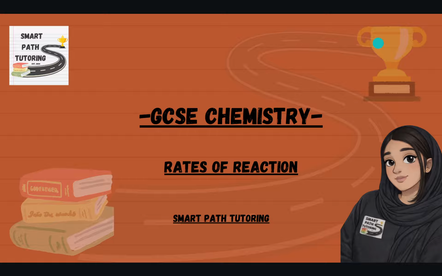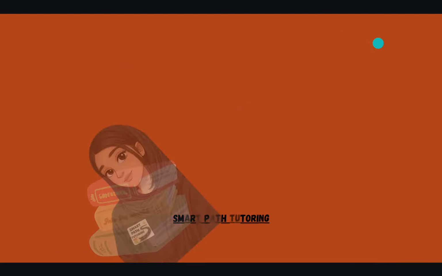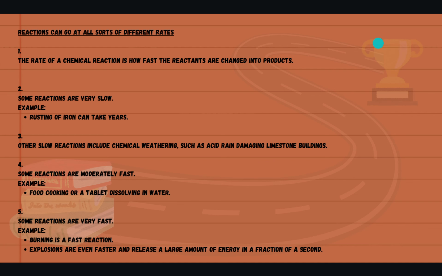This video we're looking at GCSE chemistry, focusing on rates of reaction. So reactions can go at all sorts of different rates. The rate of a chemical reaction is how fast the reactants are changed into products. Some reactions are very slow. For example, the rusting of iron can take years.